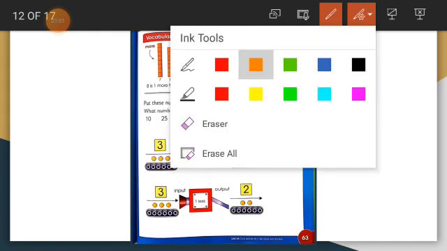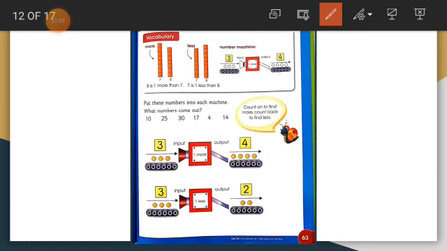Okay, now the second part. First we added 1 to these numbers. Now we are going to subtract 1 from these numbers. When we subtract 1 from 10, 10 minus 1 is 9. Very good. When we subtract 1 from 25, what is the answer? Very good, 24. When we subtract 1 from 30, what is the answer? Yes, very good, 29. Now subtract 1 from 17.